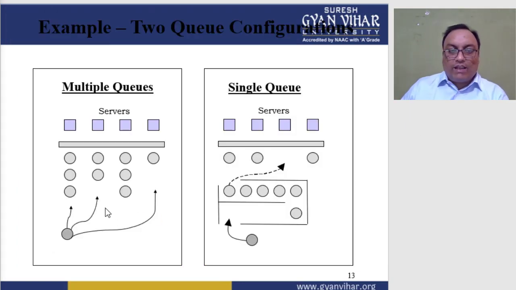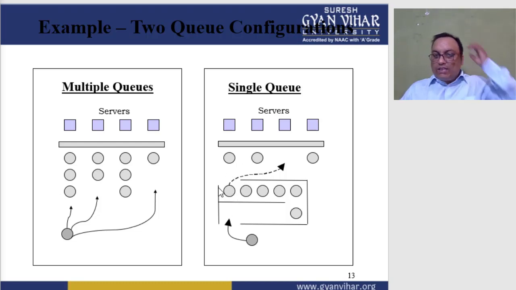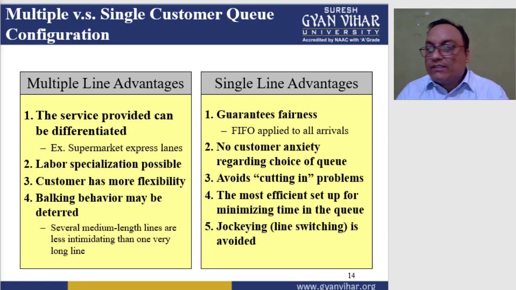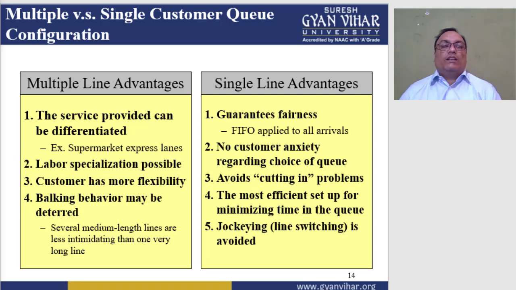But in this case of multiple queues, the choice of the queue is present. Here are four servers and four queues. But in the single queue system, only one queue is present. So choice is not possible, right? And in this case, customers have more flexibility, and it avoids the cutting-in problem. Also, balking behavior may be deteriorated. It is the most efficient setup for minimizing time in the queue, and jockeying, or line switching, is avoided.